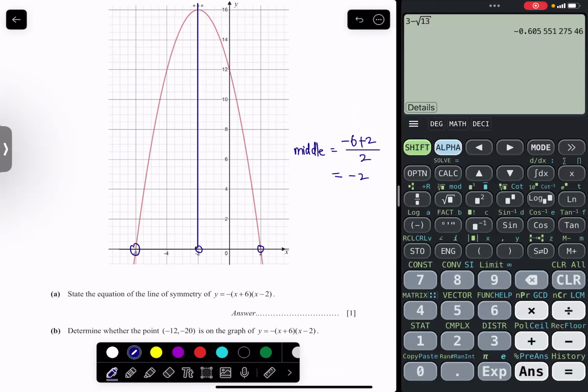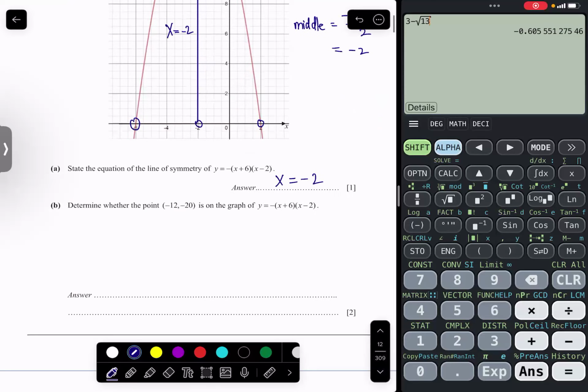Now, the equation of the line of symmetry is special. It's always x equals negative 2. Okay, a vertical line is always x equals negative 2. Okay, x equals to something.